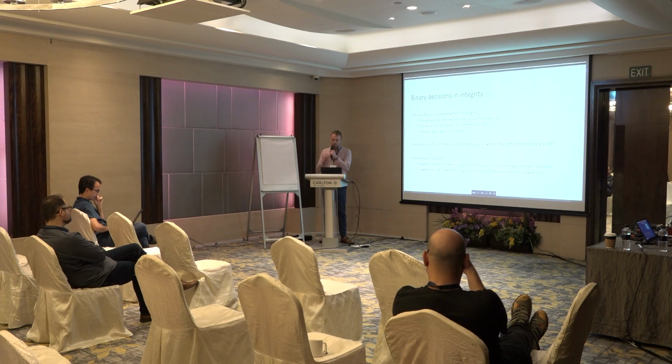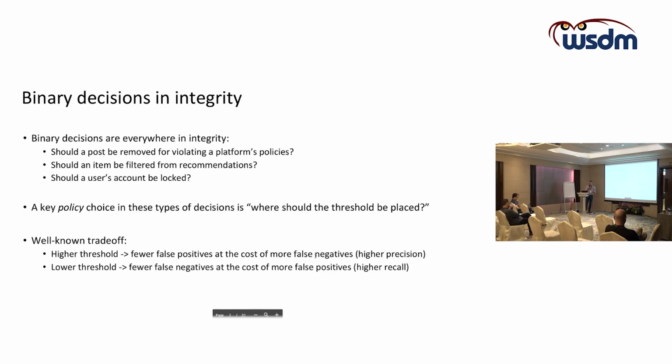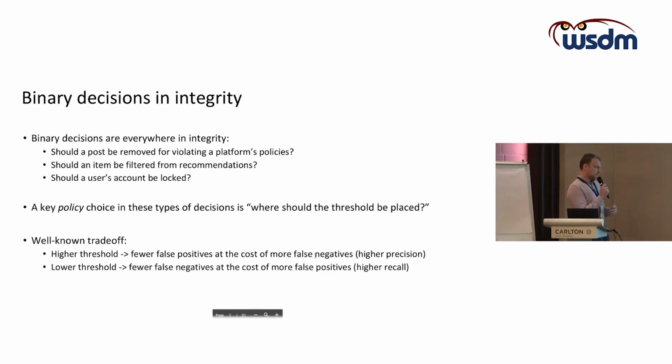And here the key policy choice is, where should the threshold be placed? And I say policy choice rather than a statistics or engineering choice, because this is not about how do we make the system operate the way we want it to operate. This is about deciding, what do we want the systems to do? There's a well-known trade-off here, of course. If we use a higher threshold, we take fewer actions, meaning fewer false positives, but also more false negatives. If we use a lower threshold, we take more actions, fewer false negatives, at the cost of more false positives.